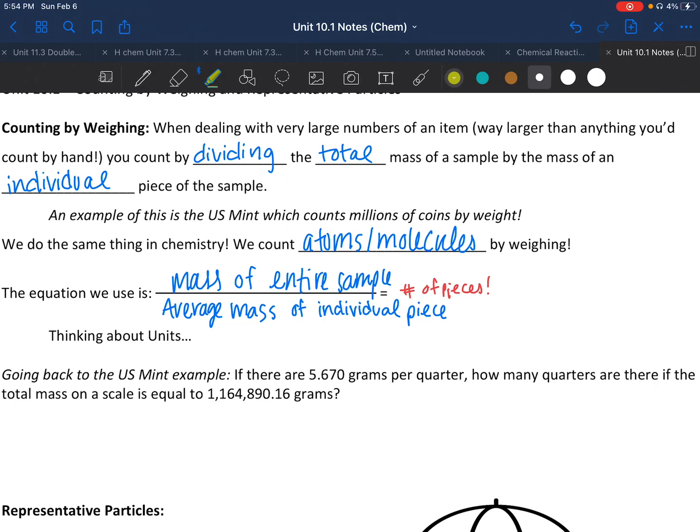And so looking through, it tells us that we know on average that there's about 5.670 grams for every quarter. And let's say at the US Mint, they take a mass, and on that scale, you have 1.1 million and some grams total of quarters. So thinking about this equation that I just introduced, what we have here then is our average mass of individual, and then we also have our total sample mass.